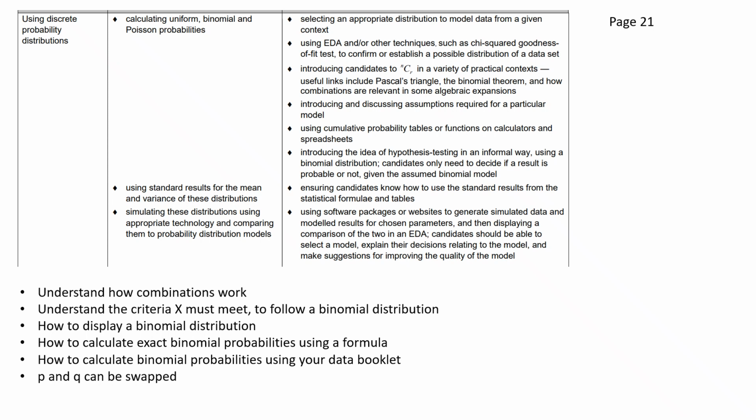By the end of this lesson, you should understand how combinations work. You understand the criteria X must meet to follow a binomial distribution. You should know how to display a binomial distribution, how to calculate binomial probabilities using a formula, how to calculate binomial probabilities using a data booklet, and that P and Q can be swapped.